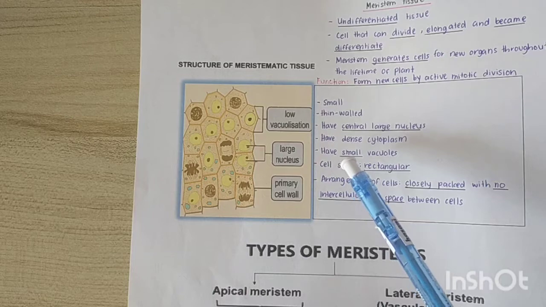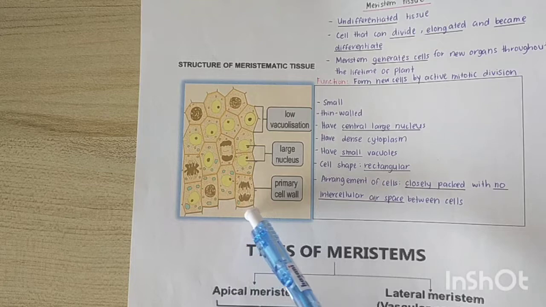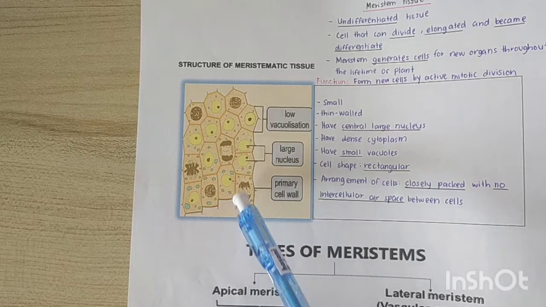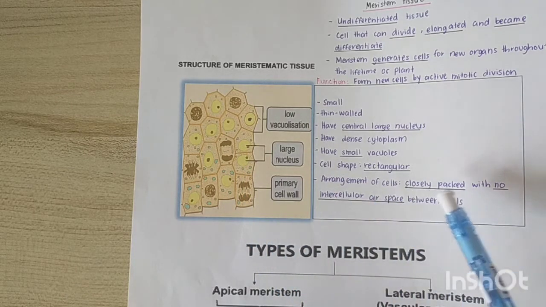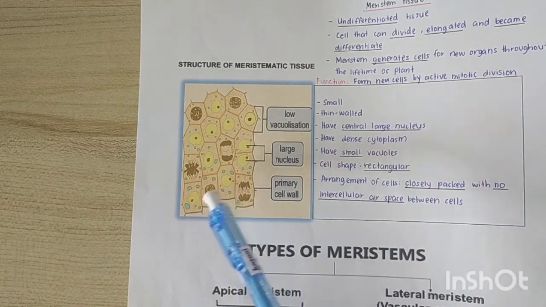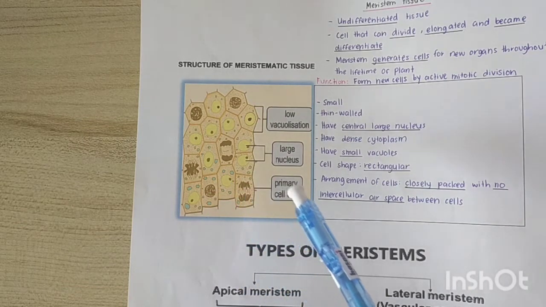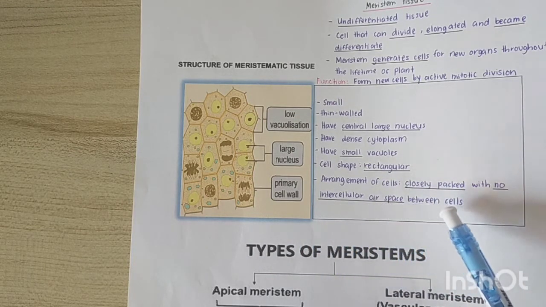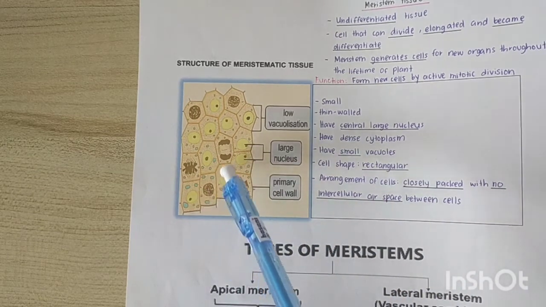Next it has a small vacuole, and look at the cell shape here. The cell shape of the meristematic tissue is rectangular. Rectangular means kita boleh nampak bentuk dia macam bentuk segi empat tepat. Then the arrangement of cells: the cells are closely packed. Closely packed maksudnya the cell tu kedudukan dia adalah berdekatan lah, ataupun rapat antara satu sama lain. Since the cells are closely packed together, there is no intercellular air space between cells.